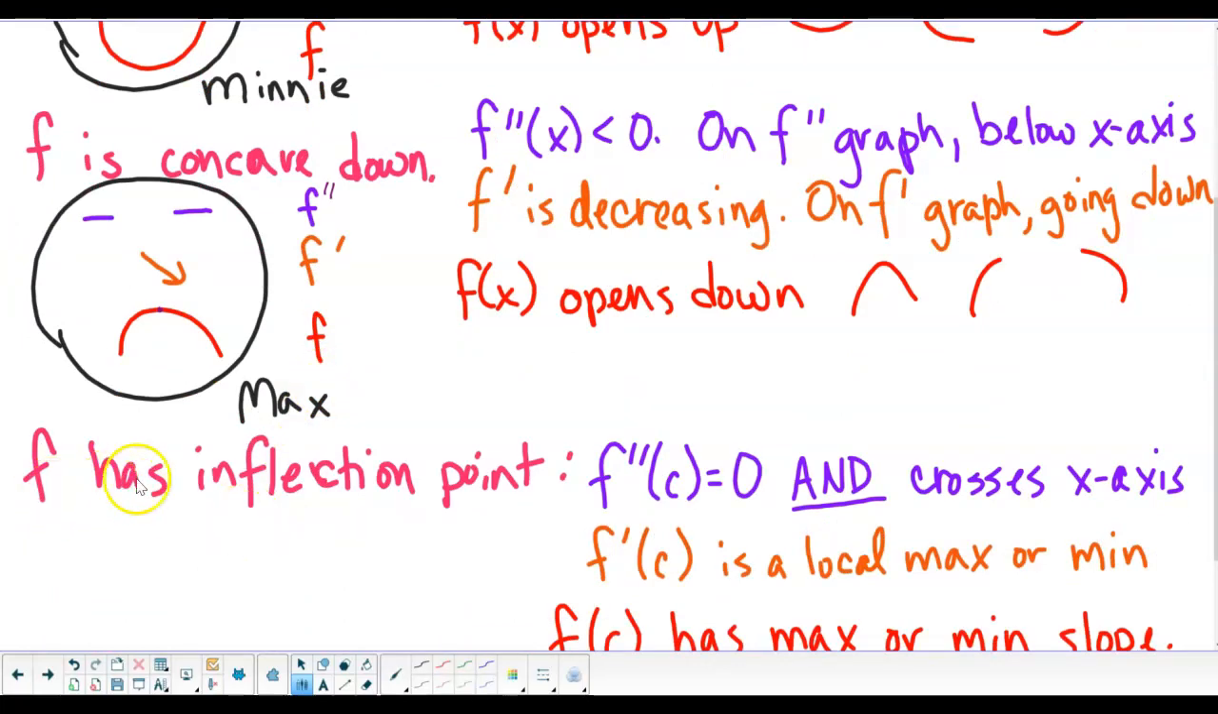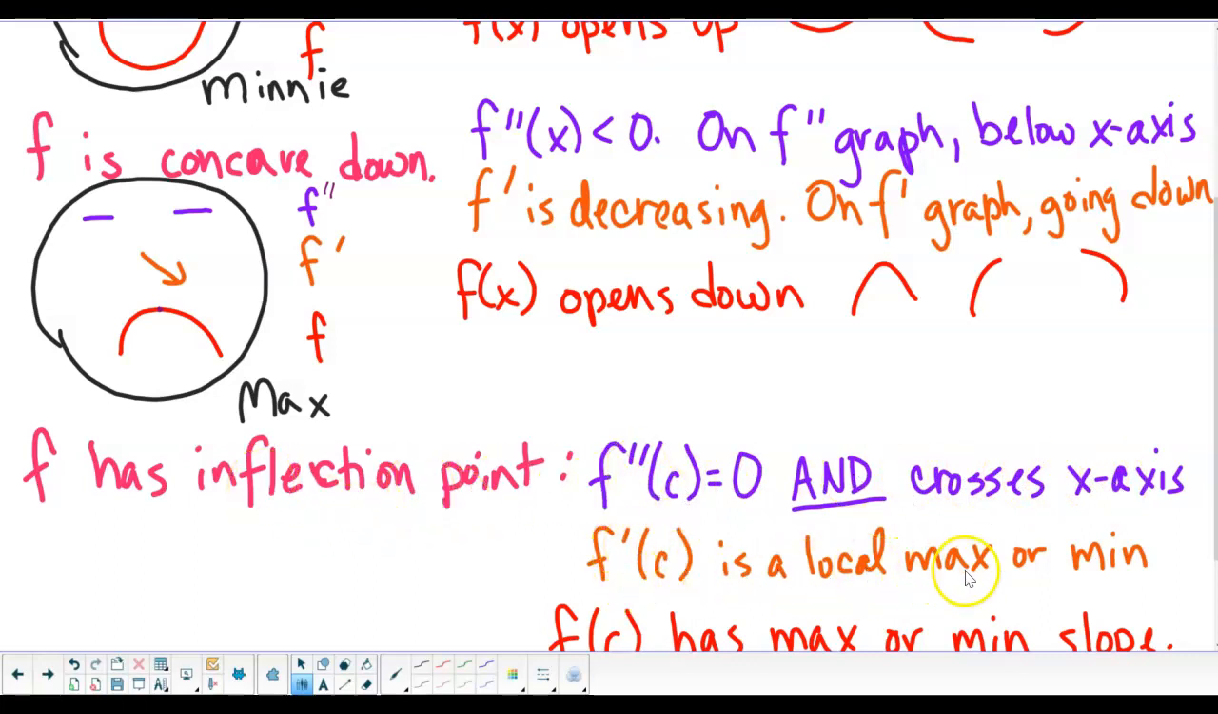All right. Now, f has a point of inflection. So what happens when we have a change in concavity? Well, a couple things have to be true. f double prime at the critical value has to equal 0, and it must cross the x-axis, meaning it has to have a sign change. The second derivative must have a sign change in order to have a point of inflection.